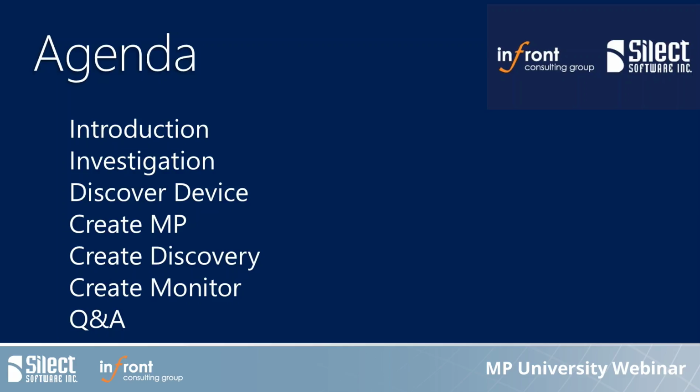We're going to go off to the Ops Manager console, and we're going to actually discover that device in Ops Manager. Then we're using MP Studio. We're going to create a management pack and a class for this unique device. We're going to create the discovery. We're going to create a monitor. We're going to push all this up to Ops Manager, and we'll see an alert generated.